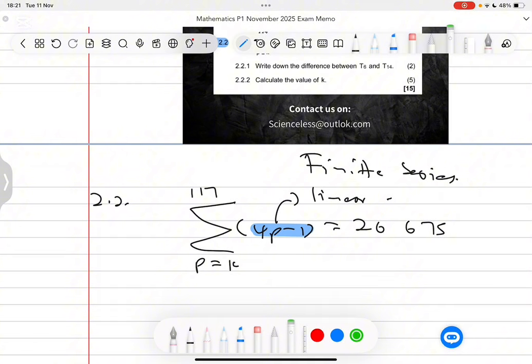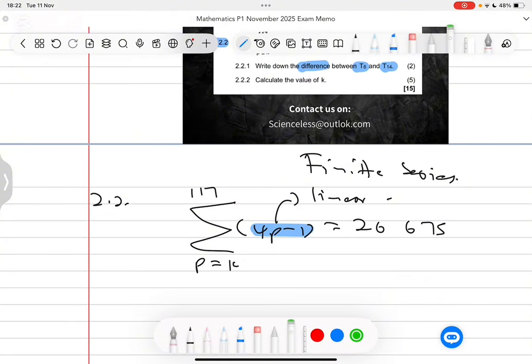Now, the first question that we're given here says to write down the difference between T6 and T14. Remember, a difference is a number that you get after subtraction. If you subtract two numbers, the number that you get after that process, we call it a difference. So we just want to find the difference between these two terms.